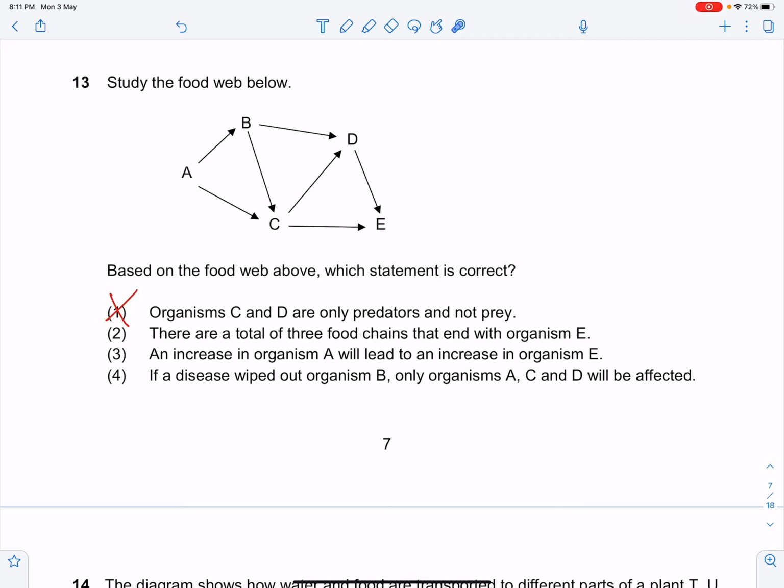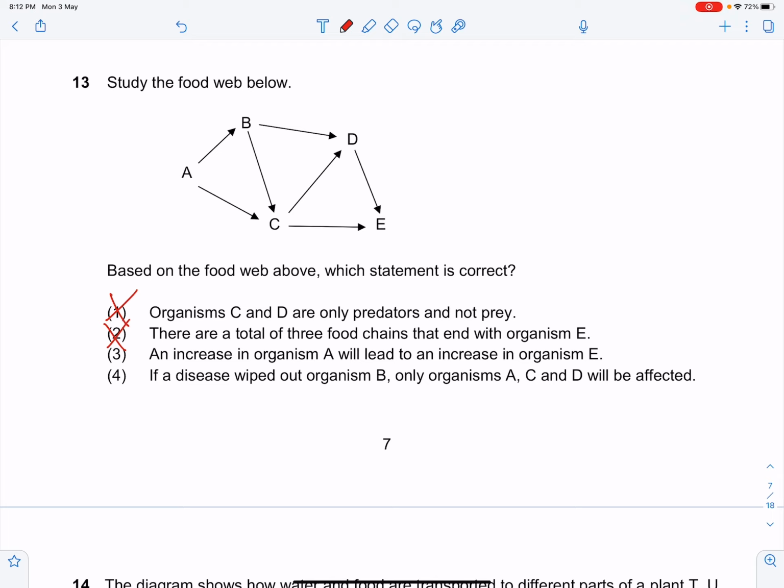Number 2: there are a total of 3 food chains that end with organism E. How do we do this? We backtrack. We take a look at E as the final endpoint. There are only 2 arrows coming towards E, so we know that the answer should be 2 and not 3. When we backtrack, it looks like this: this is 1 and this is 2. So once again, we can X out number 2.